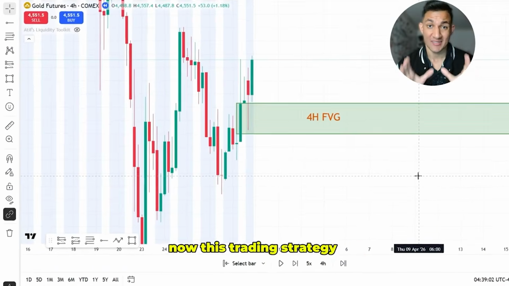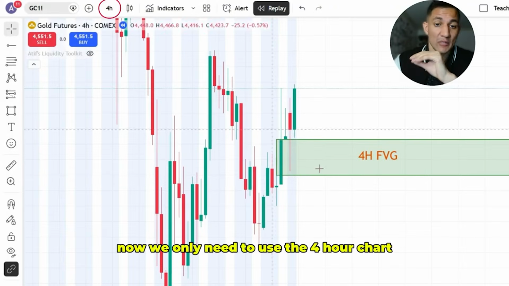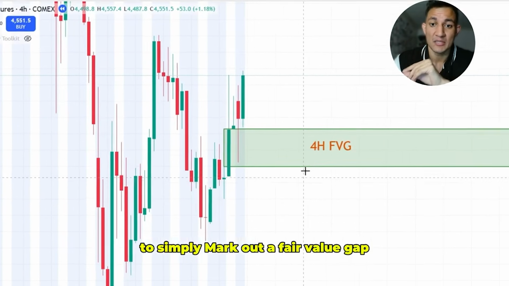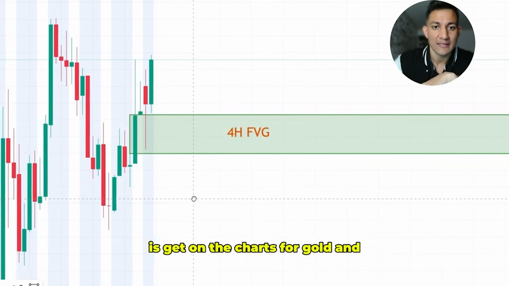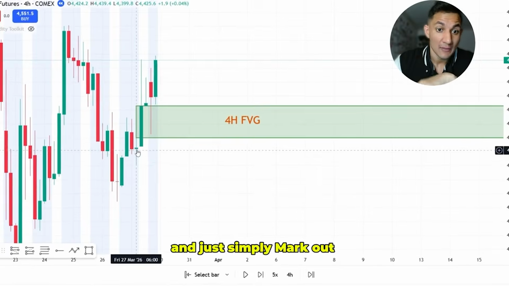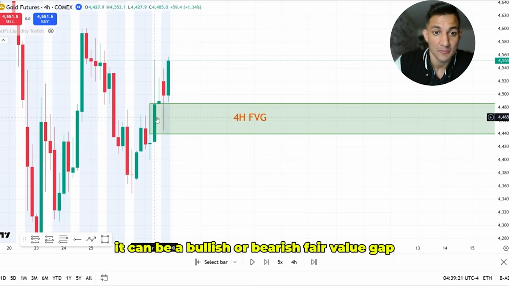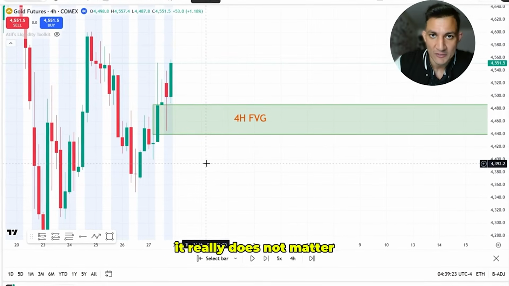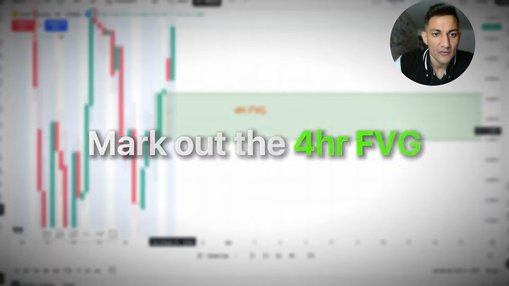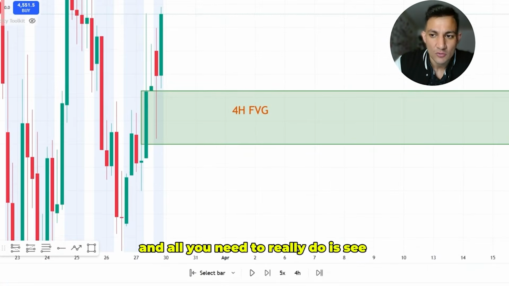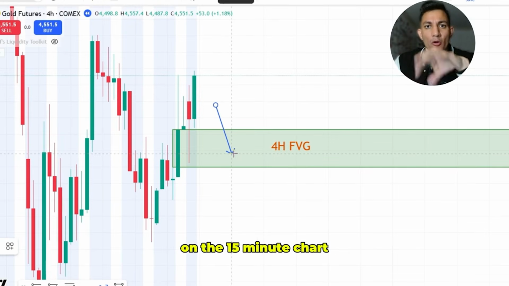Now, this trading strategy is as easy as it gets. There's only 2 time frames that you need to use, and the first one is the 4 hour chart. Now, we only need to use the 4 hour chart to simply mark out a fair value gap. There's no complicated daily bias. All you need to do is get on the charts for gold and just simply mark out the most recent fair value gap that forms in price action. It can be a bullish or bearish fair value gap. It really does not matter. All you need to do is simply mark the 4 hour fair value gap out on the market, and all you need to really do is see, okay, what actually happens when price hits this fair value gap on the 15-minute chart?